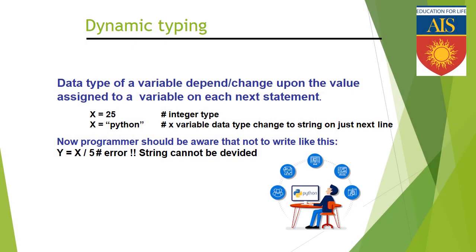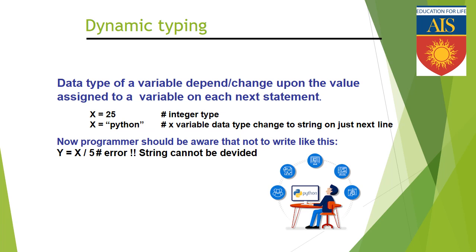Dynamic typing, one of the most important features of Python. The data type of a variable depends on, or changes with, the value assigned to the variable in each next statement. X equal 25, that means we are assigning an integer type value. X equal "Python" within double inverted commas. So the x variable data type changes to string on just the next line. That means in Python we can change a variable value as per our requirement, maybe in the next line also.